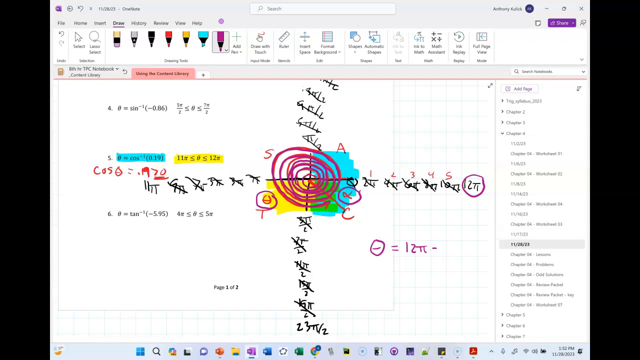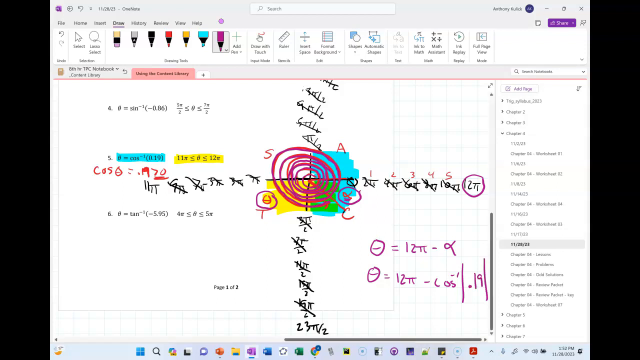How much less than 12 pi is it? Alpha less, right? If I go alpha more, I'll be right at 12 pi. So that's the equation I'm going to use to solve for theta. All I need to do is get alpha, which in this case is going to be cosine inverse, and then absolute value, 0.19. Always absolute value on your alpha.